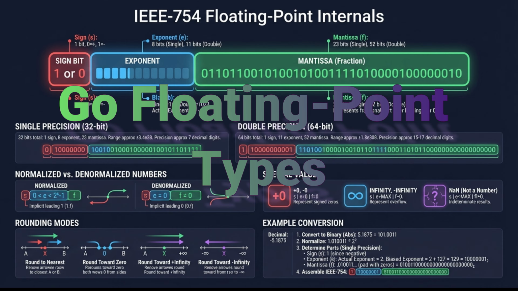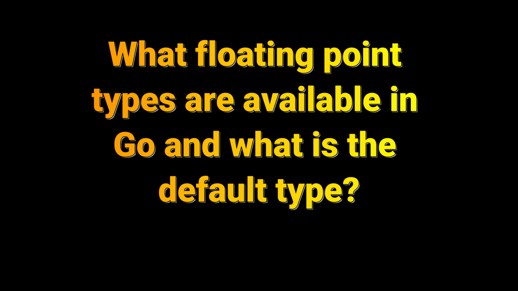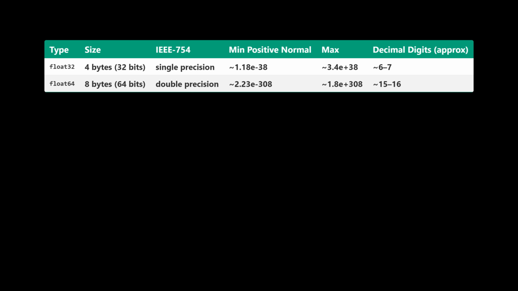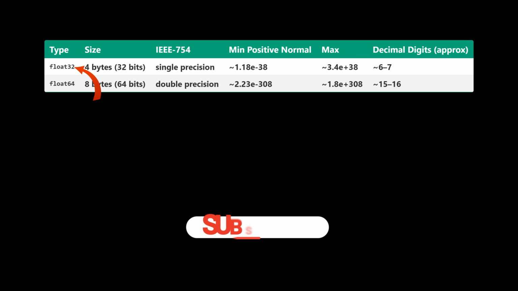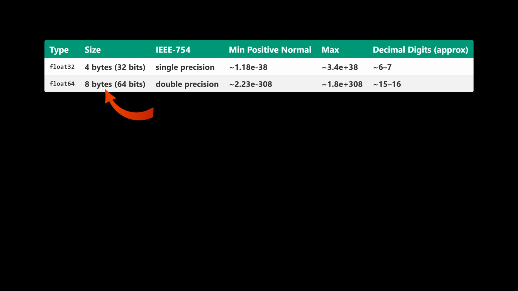Go floating point types. Question: what floating point types are available in Go, and what is the default type? Go has two floating point types, float32 and float64. Float32 uses 4 bytes and has about 6 to 7 decimal digits of precision. Float64 uses 8 bytes and has about 15 to 16 decimal digits of precision.